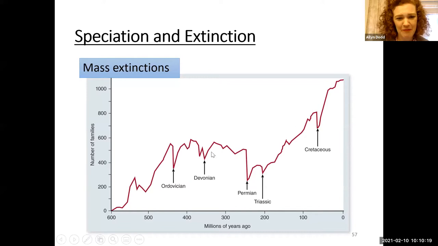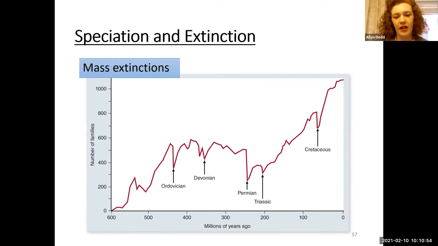Here's from your book. So here you have the dips. This is the number of families. So remember, families are just one way of grouping organisms taxonomically, right? Kingdom, phylum, class, order, family, genus, species. We should do the song, right? Kingdom, phylum, class and order, family, genus, and species. This is the correct order from the largest to the least. Okay, and then millions of years ago.